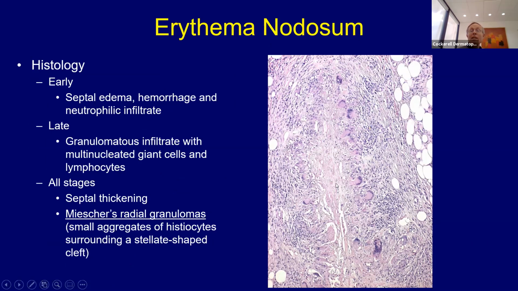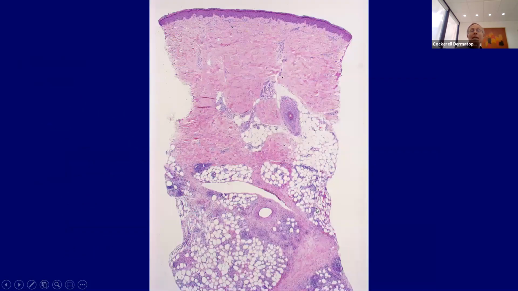So here's the markedly thickened septum, and then these are the multinucleated histiocytes surrounding it. And this is what's known as a so-called Miescher's radial granuloma. Now, again, I'm not a big fan of using a lot of these older acronymic names and things like that that tend to go along with these. So I don't think the board's going to ask you that. But the most important thing is just to realize you get granulomatous septal panniculitis in Erythema Nodosum.